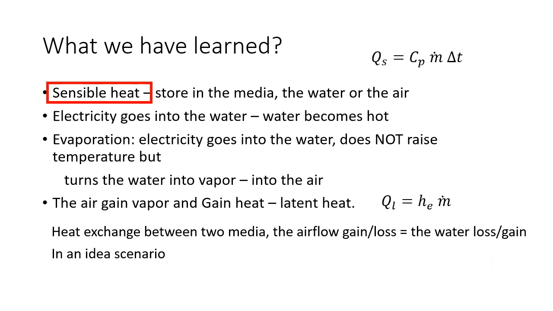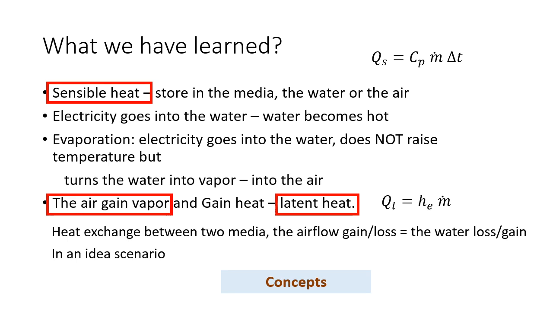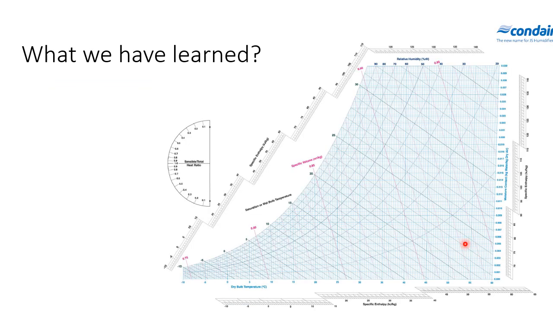So after all, what we mentioned, the concept is sensible heat, and the other is latent. That is air gaining vapor, it's latent heat. So these are the most important concepts we have been dealing with. Now let's look at the psychrometric chart. Psychrometric chart is a very useful tool we are using in air conditioning design.